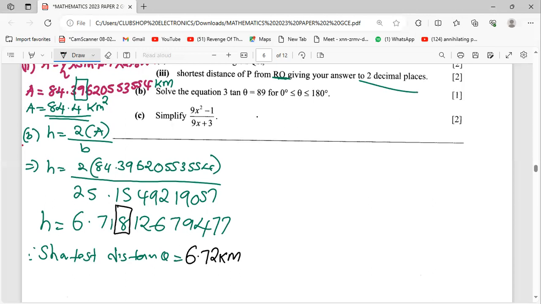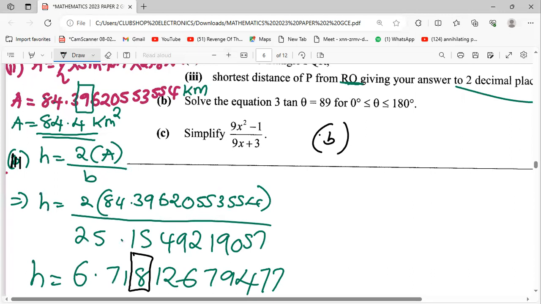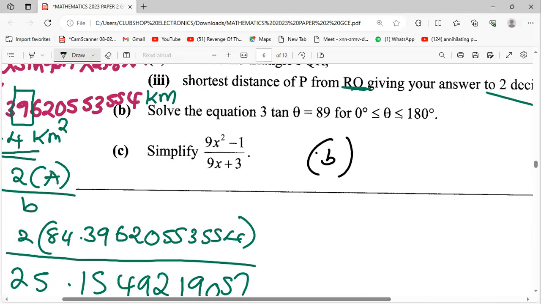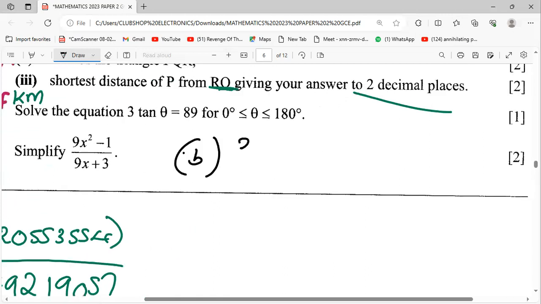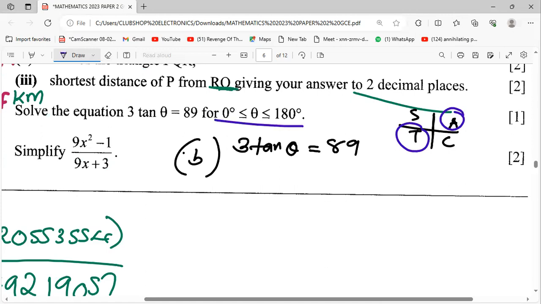So, okay. This was Roman numeral 3. Part B. Solve the equation. Solve the equation. 3 tan theta is equal to 89 for that range. So, since this is positive, which means tan, you know that tan is positive in the first and third quadrant. Since the range is between 0 to 180, right? You can get straight here, go straight and find tan and find theta.